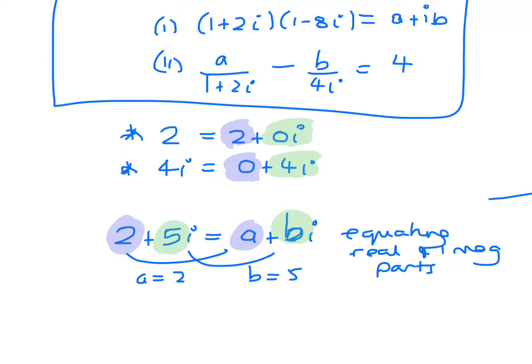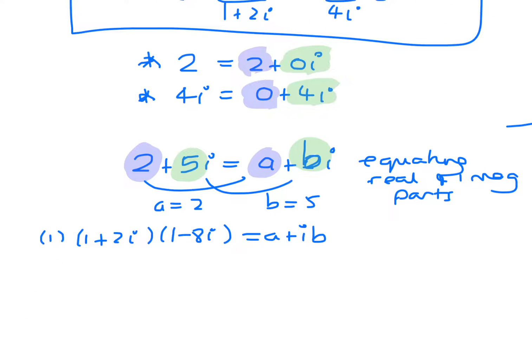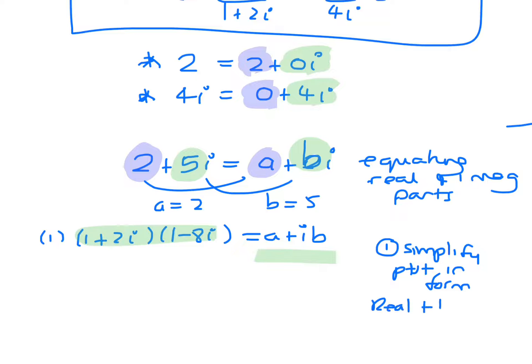So what that allows you to now do, if you have an equation like this first one up here, (1 plus 2i)(1 minus 8i) equals a plus ib, then basically if you can get this left-hand side into the form of a plus ib, then you can equate real and imaginary parts. So you have to simplify it so you can put it in the form of the real part plus the imaginary part and then the i.